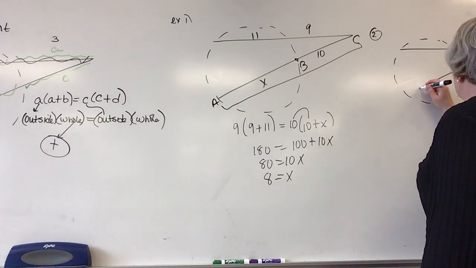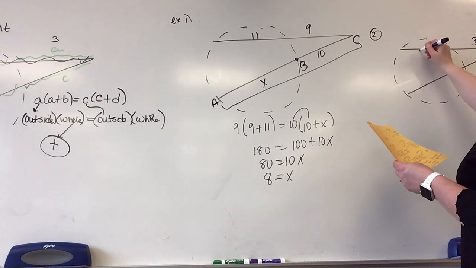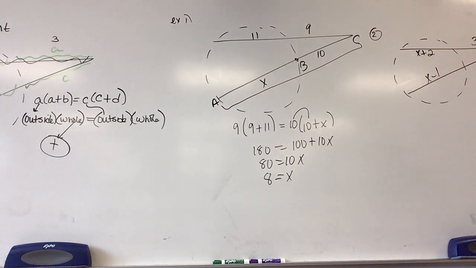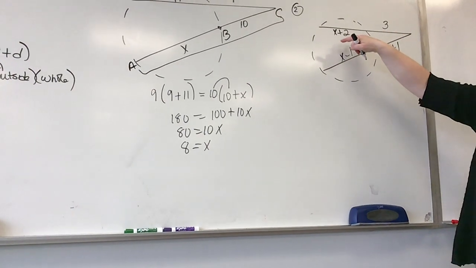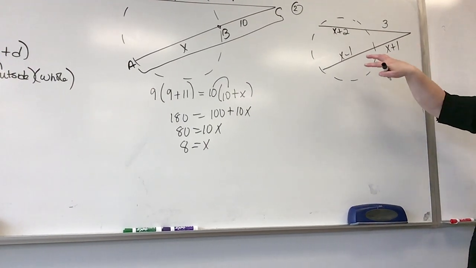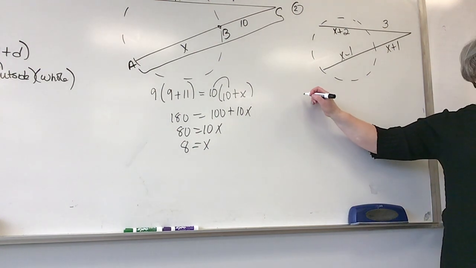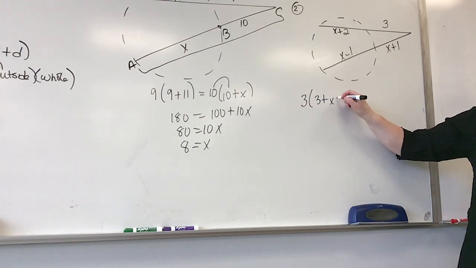Secant, secant. I've got a 3, an x plus 2, an x minus 1, and an x plus 1. A 3 on the outside, and an x plus 2 on the inside, an x plus 1 on the outside, and an x minus 1. So I just want someone to tell me the setup, outside times whole, and we'll keep the whole thing added together. So who's on the outside? Okay, we'll start there. Times, who's the whole? 3 plus x plus 2.